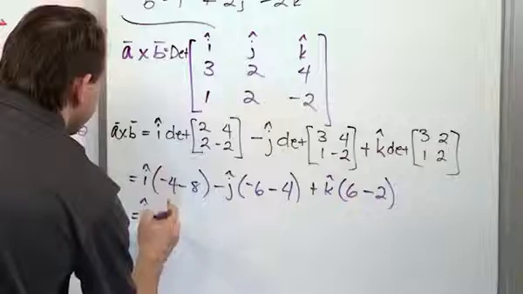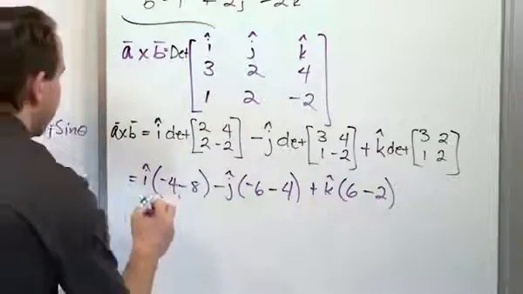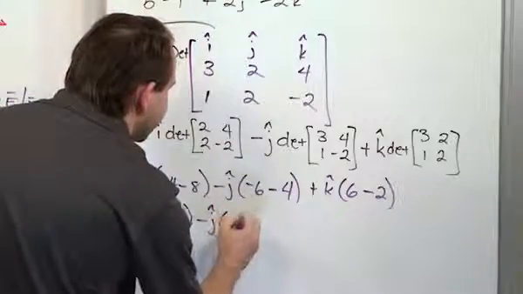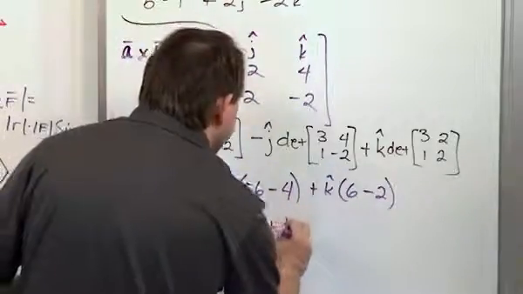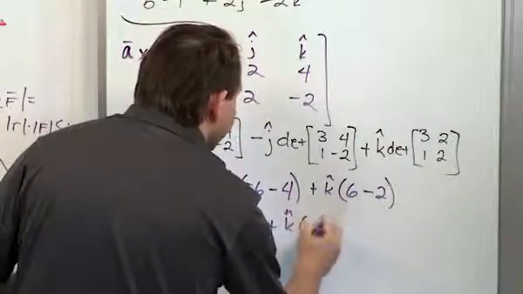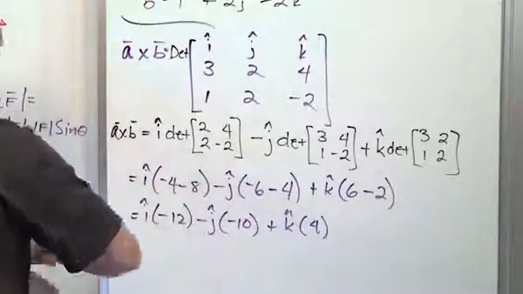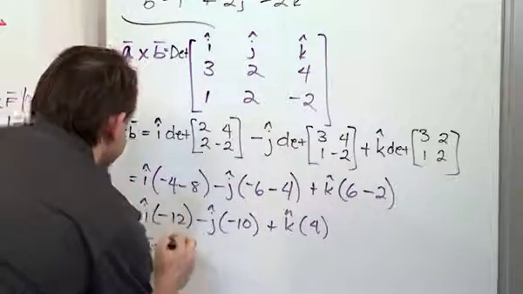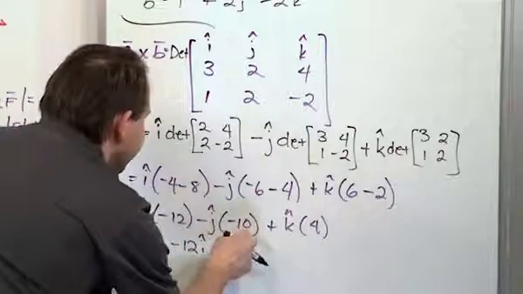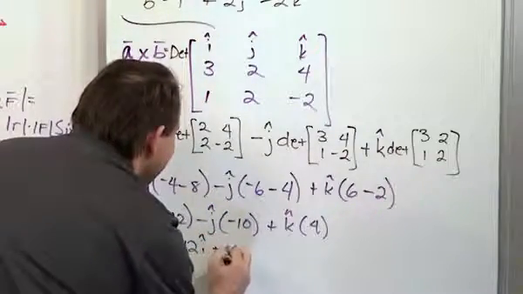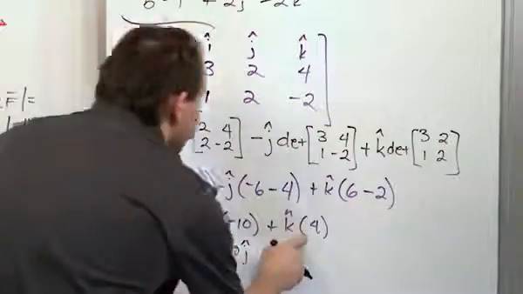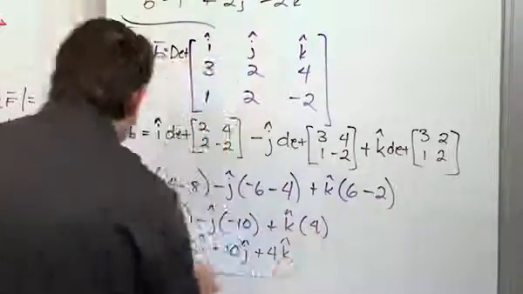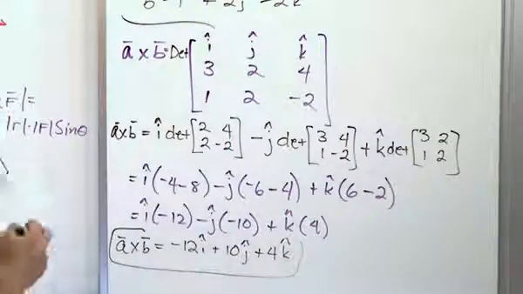In the I direction, this is going to be negative 12. We have to keep the minus J here. This is going to be minus 10. And then in the K direction, this is going to be 4. And then finally, we just rewrite everything in the typical way that we do for vectors. A cross B is negative 12 in the I direction. This is negative 10, but we have a negative here, so it becomes a plus 10 in the J direction. And then here we have 4 in the K direction. This is the final answer: negative 12 I plus 10 J plus 4 K.